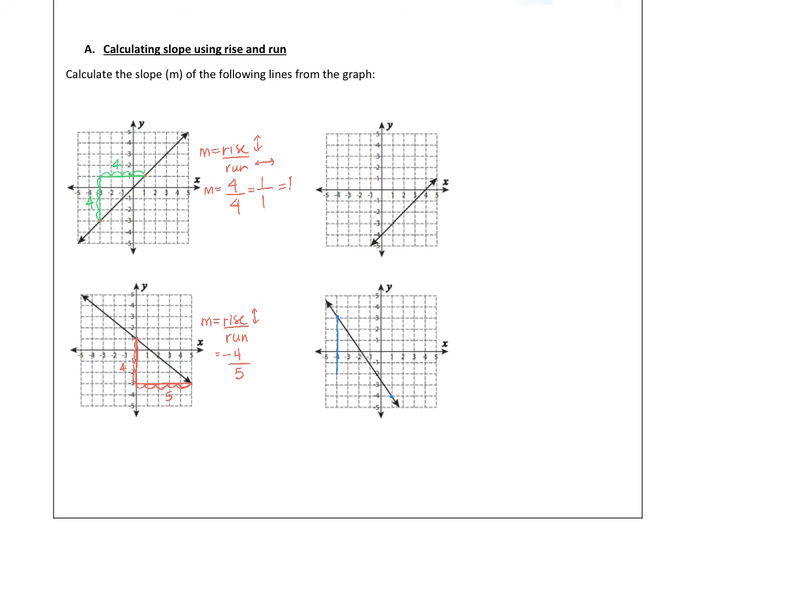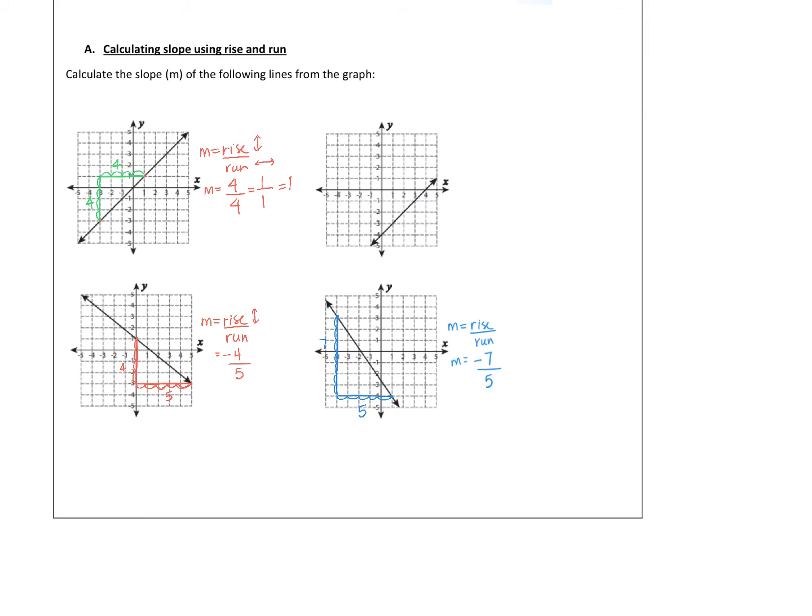Okay, so we're going to go down and then over. So we count out the lengths of those segments. 1, 2, 3, 4, 5, 6, 7. And 1, 2, 3, 4, 5. So my slope, which is rise over run, I went down 7 and then over 5. So my slope is -7 over 5. Okay, so that is how we calculate slope from a graph.